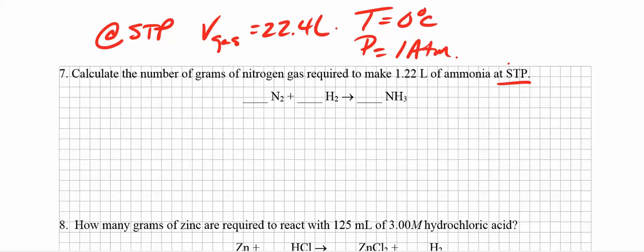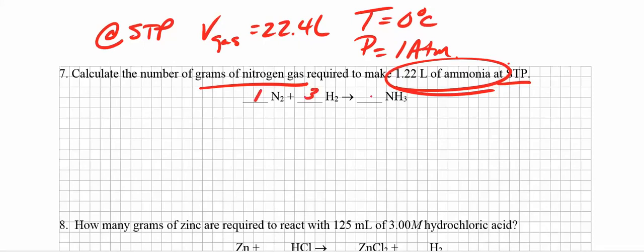It says calculate the number of grams of nitrogen gas. That's what I'm looking for, required to make 1.22 liters of ammonia. That's the number I've been given, so I'm going to circle that. Now the next thing I'm going to need to do is correctly balance this equation or this reaction. And this will do it.